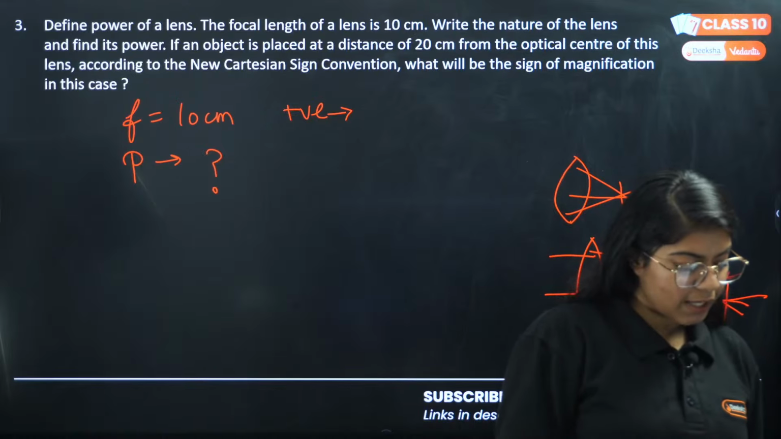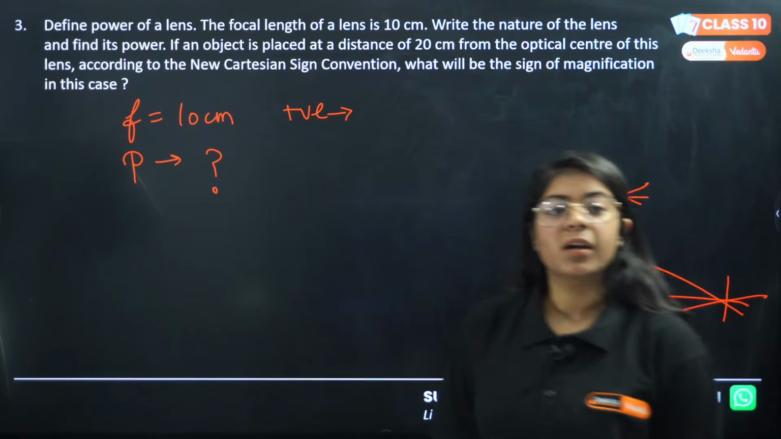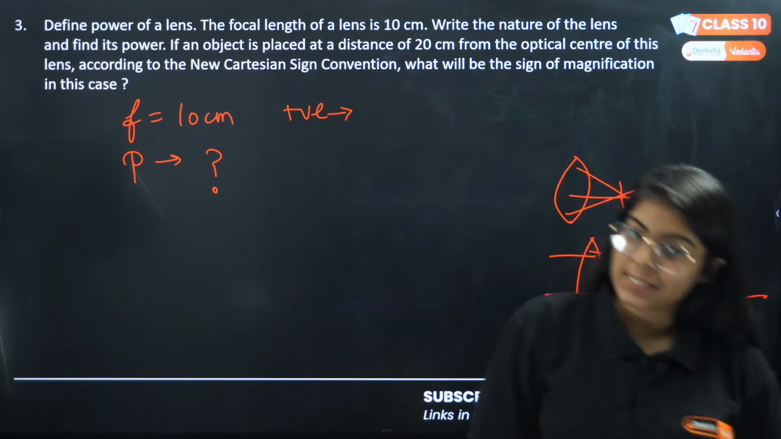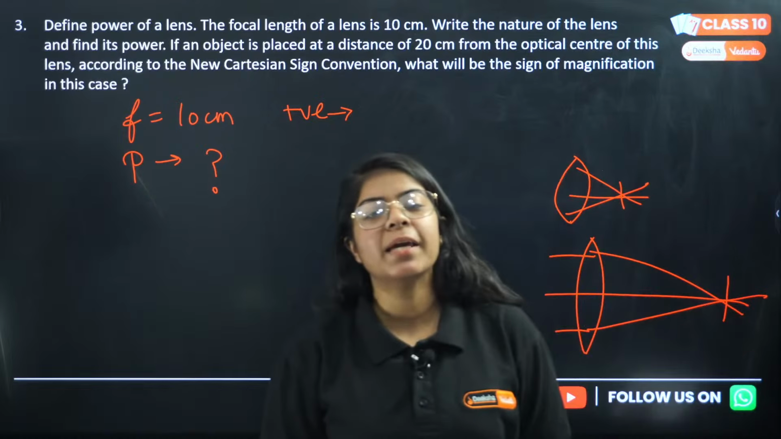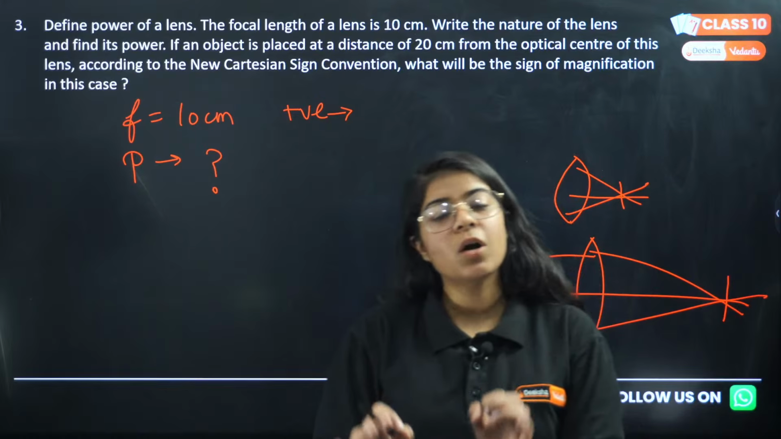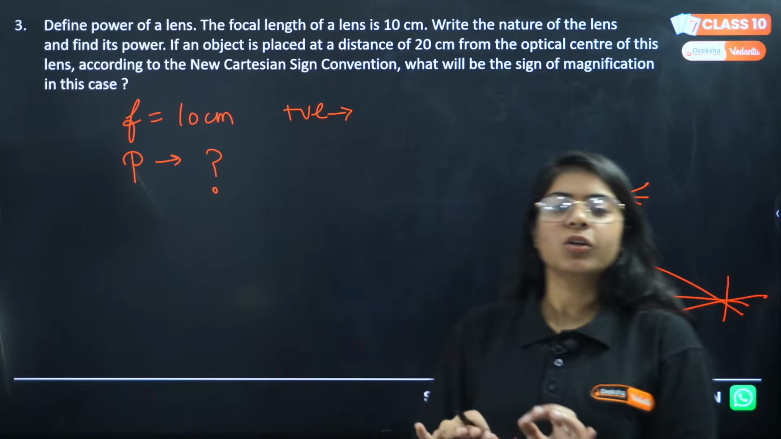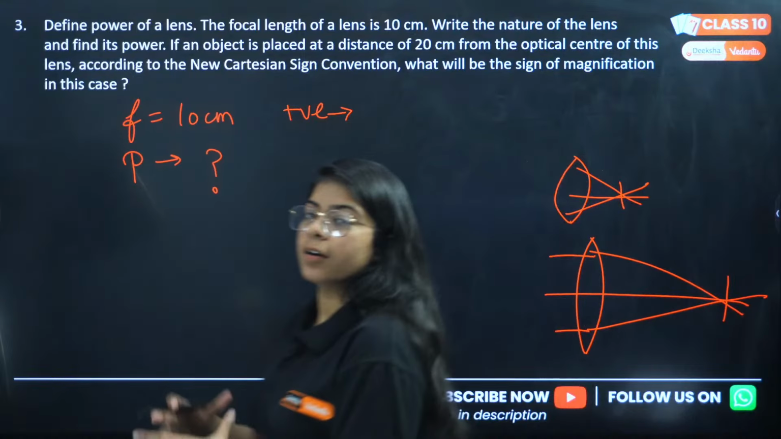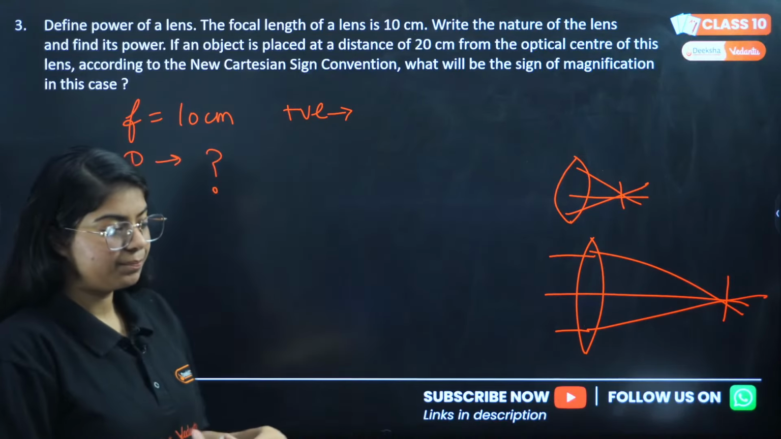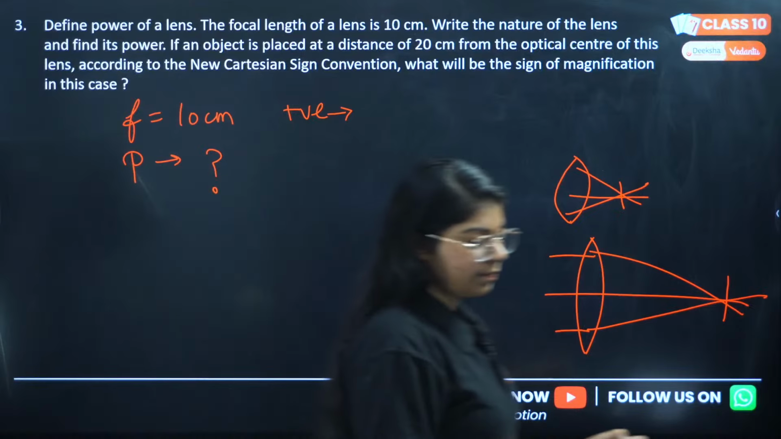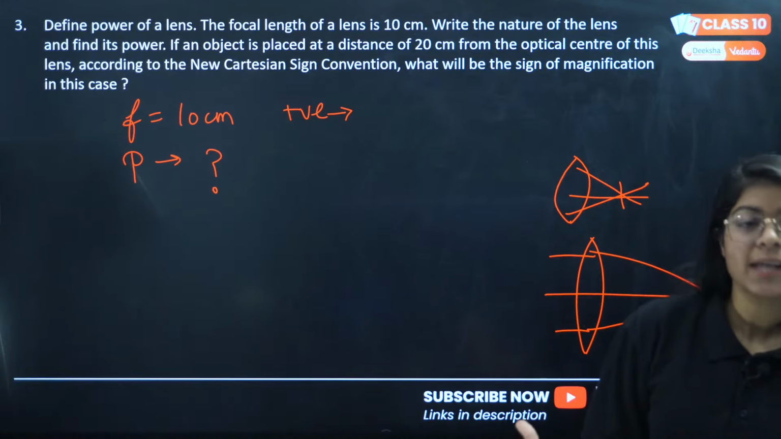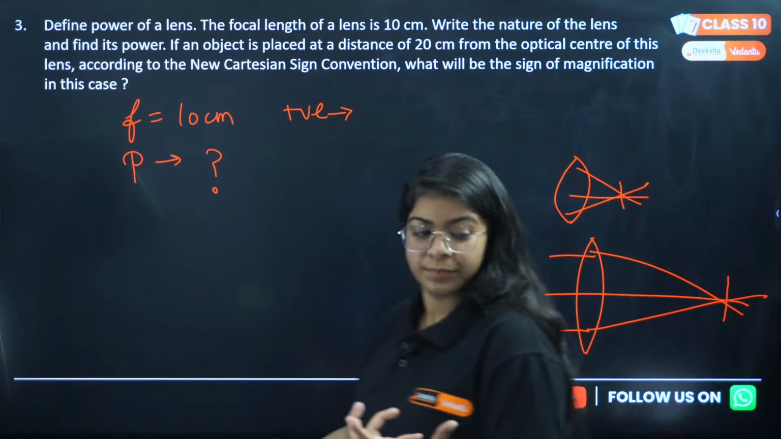Can you give me the answer to this question? Focal length is 10 centimeter. Just tell me, it's a positive value. Which lens, concave or convex, has positive focal length? Can you tell me? Concave or convex? Which lens has positive focal length?